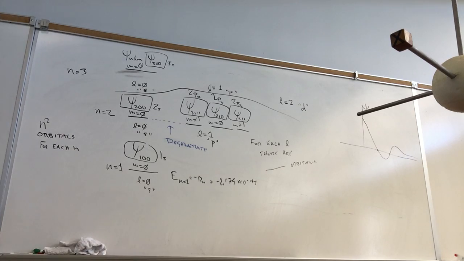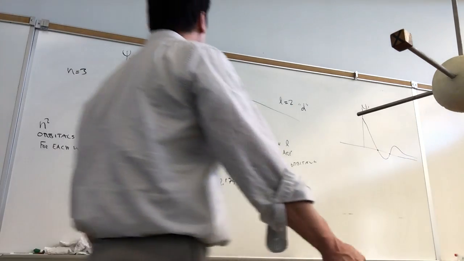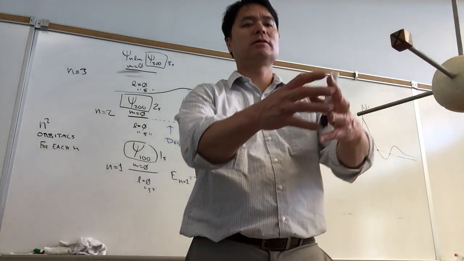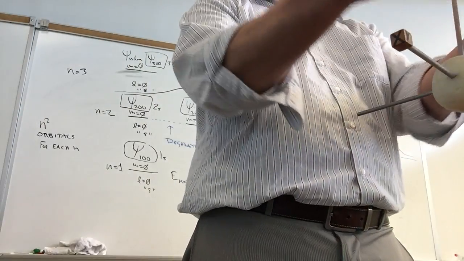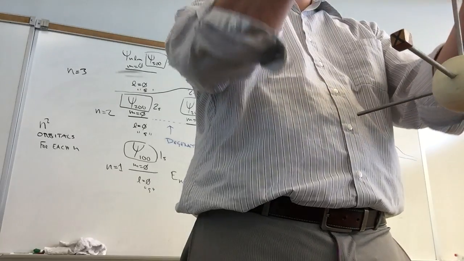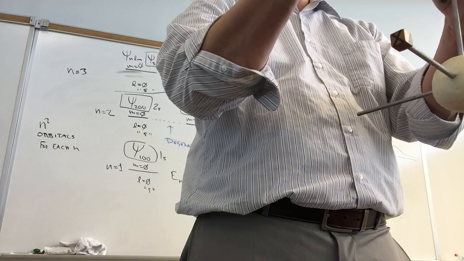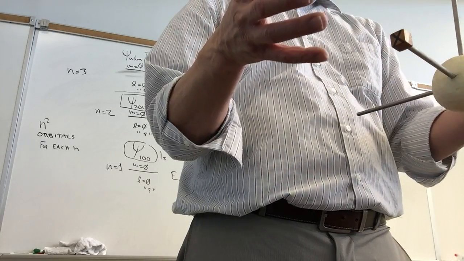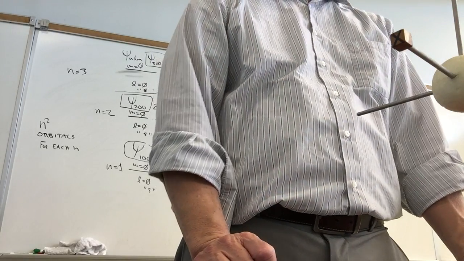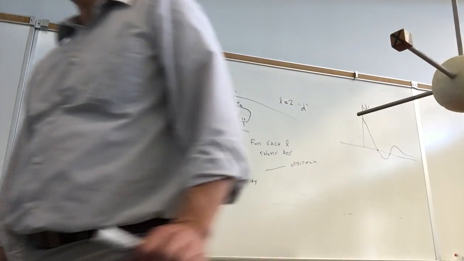N equals 3 should have 2 nodes. When I look at a 3s orbital, it is a lot bigger, but inside the 3s orbital there's a sphere of zero probability, and a second sphere of zero probability, so 2 nodes in there. There's a figure in your book showing that.